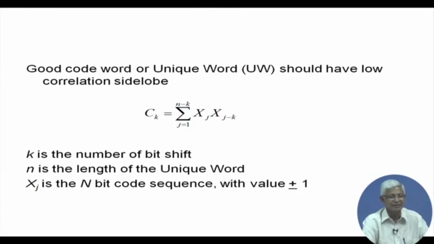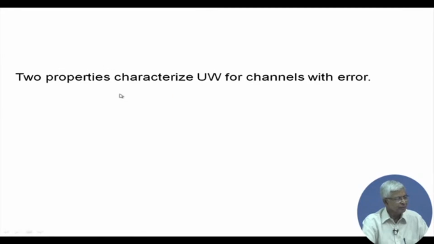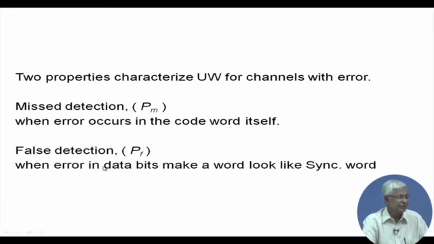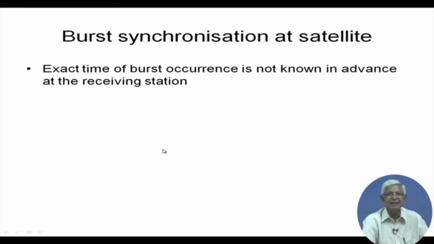There are many such codes detected. Earlier it was the Barker code, and subsequently many codes were discovered. But there are two properties that characterize this unique word of the channel with error. We have seen these two properties earlier, which are called the probability of misdetection, PM. When an error occurs in the code word itself, then detection will be missed. So, it is misdetection. And false detection is when there is an error in the data bits, in the data pattern itself, and with the error it may look like the sync word or the unique word. So, this probability of misdetection and false detection, you have seen, and we will see it a little more further on.